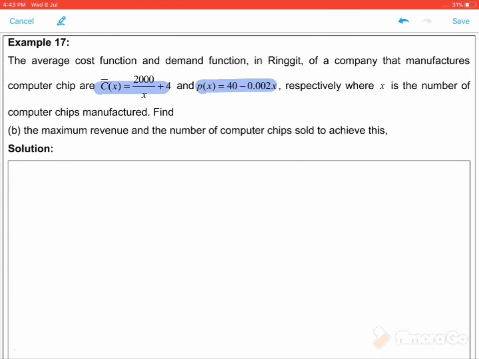Find the maximum revenue and the number of computer chips sold to achieve this. So now the question asks us to find the maximum revenue and the number of computer chips sold to achieve the maximum revenue. As we know, to find the revenue function, we can use the formula R(x) is equal to p(x) times x.